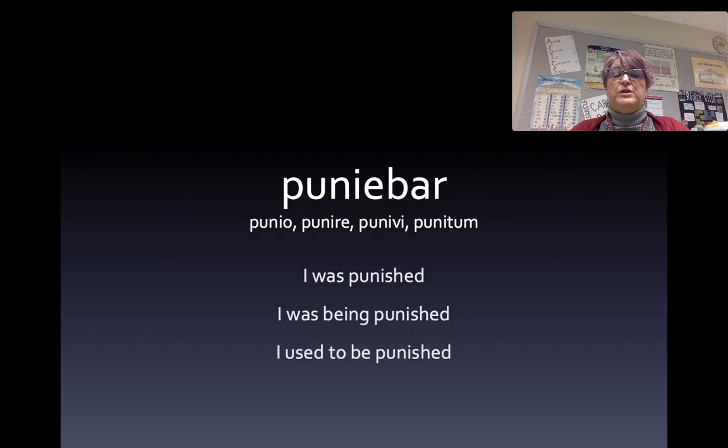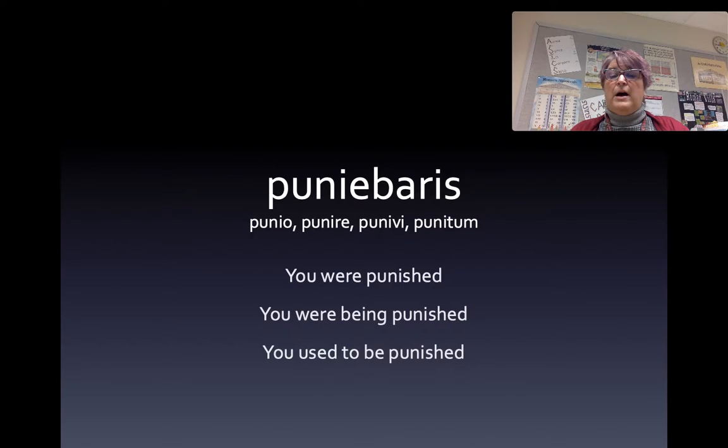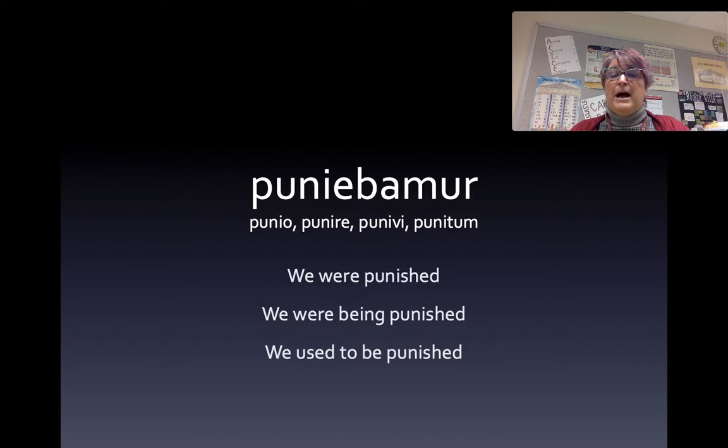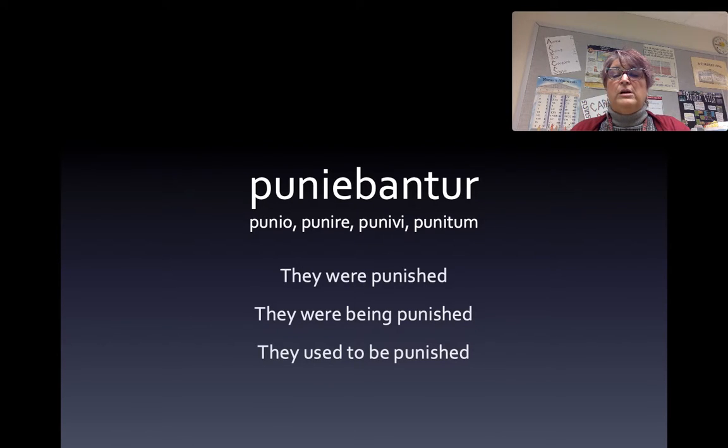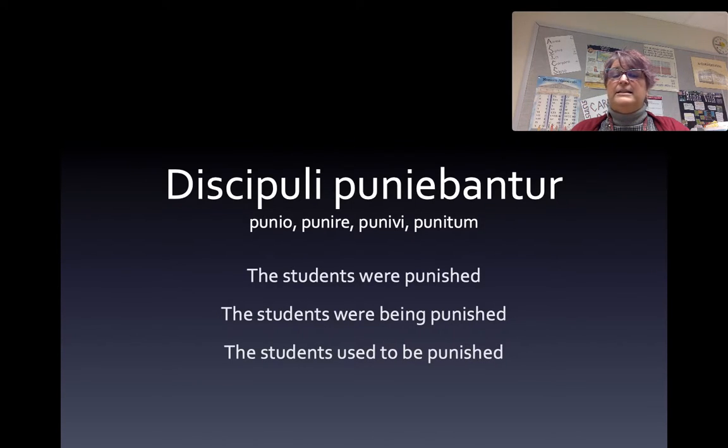Here's my fourth conjugation verb. I know it's fourth conjugation because of the IRE. So I see the base pun. I have the connecting vowels IE, and then I have my ending ba. Puniebar. Puniebaris, you were being punished. Puniebamur, we were punished. Puniebantur, they were punished. Or it could have a plural subject. Discipuli puniebantur, the students were punished.